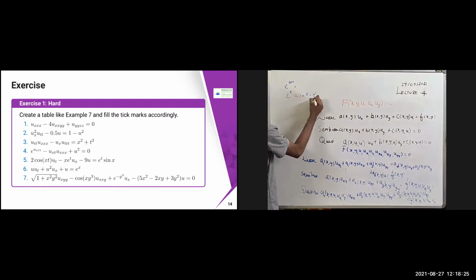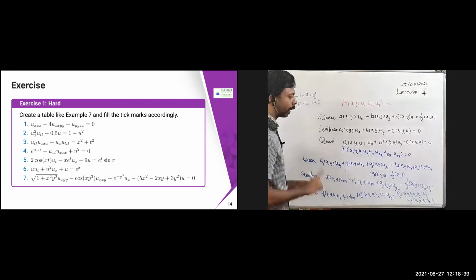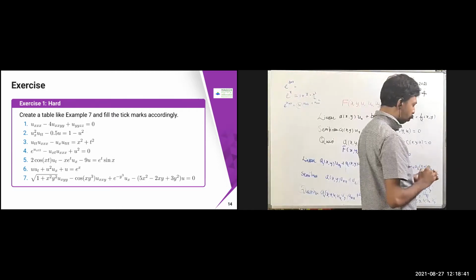Right? So in the same way, whatever function you are given, for e power u(x,t), it is going to become 1 plus u(x,t) plus u(x,t) whole square by 2 factorial, etc. Therefore, that 1 is there, and I can put it on the right hand side. So that is going to become a homogeneous part.